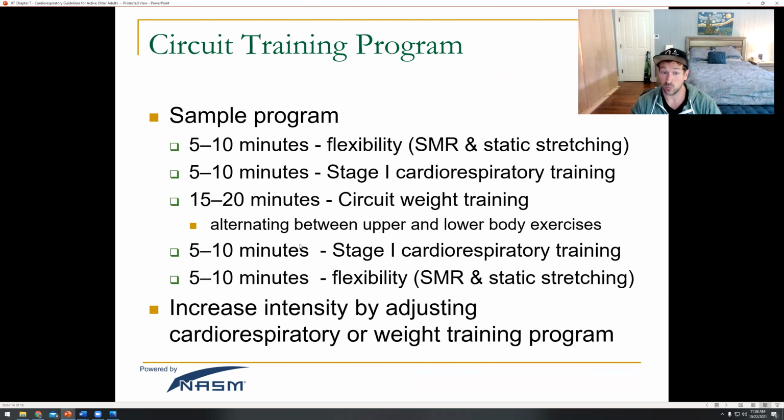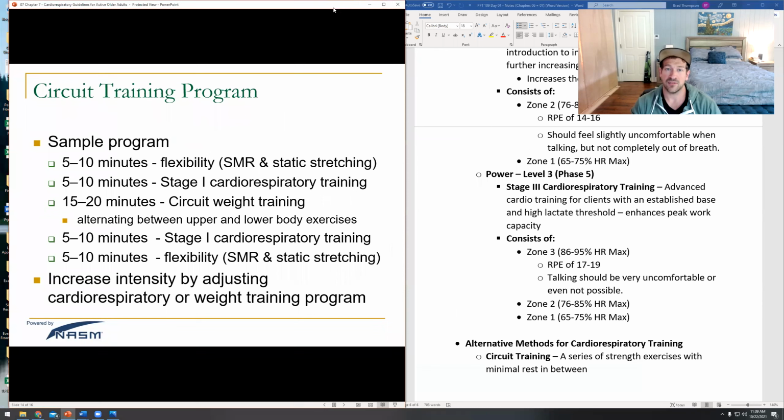This is a pretty good workout for a client who's focused on improving their cardiovascular system, right? And this works for a 60-minute session: 10, 20, 40, 50, 60 minutes. There's your hour. And then maybe they have specific strength training days in between there.